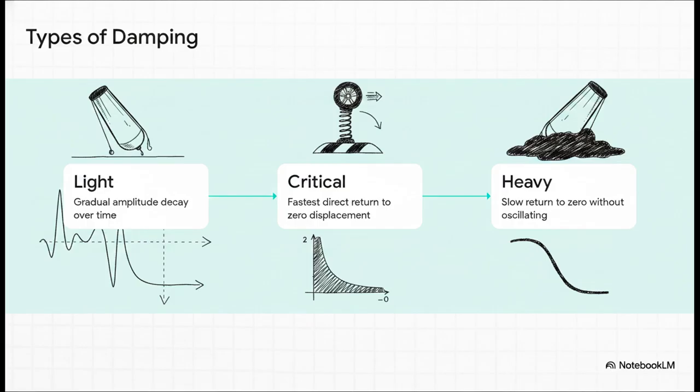Number one is light damping. Just think of a normal pendulum swinging in the air. The amplitude gradually decays over many swings until it finally stops. Number two, critical damping. Now this is engineered perfection. Think of your car's suspension hitting a nasty speed bump. You want that car to return to its flat resting position incredibly fast without bouncing up and down, right? That's critical damping, the fastest possible direct return to zero displacement. And finally, number three, heavy damping. Picture swinging that exact same pendulum, but this time it's submerged in a vat of thick mud. It's just going to slowly, sluggishly creep back to the center without ever actually swinging past it.